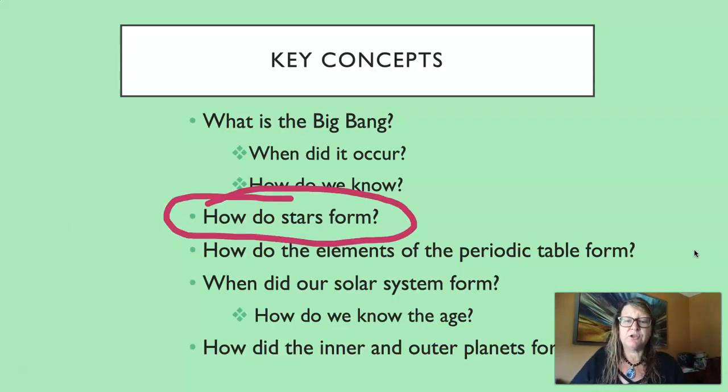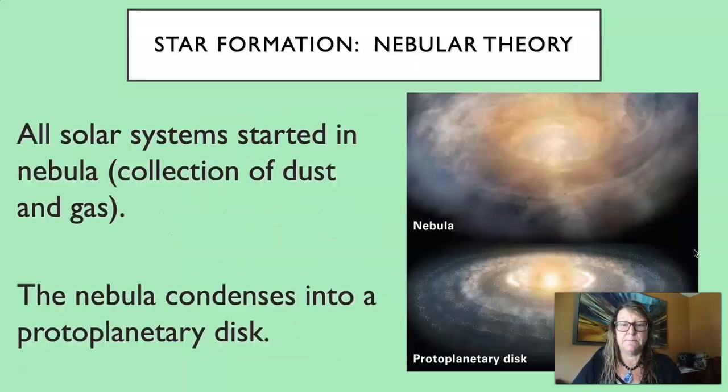Okay, next question. How do stars form? Well, stars form from nebula, which I've mentioned earlier. And nebula are collections of gas and dust that are out there in the galaxies. For one reason or another, nebula start to contract and condense and gravitationally pull themselves together, and then they start to rotate and flatten like a pancake. And they form what's called a protoplanetary disk, a flattened disk that rotates.